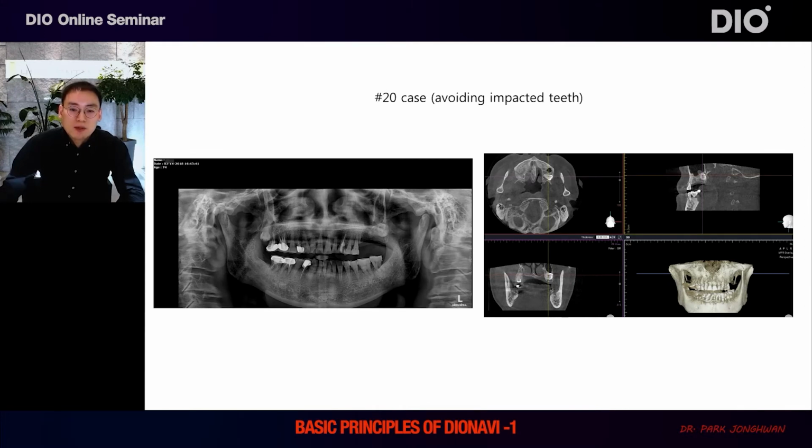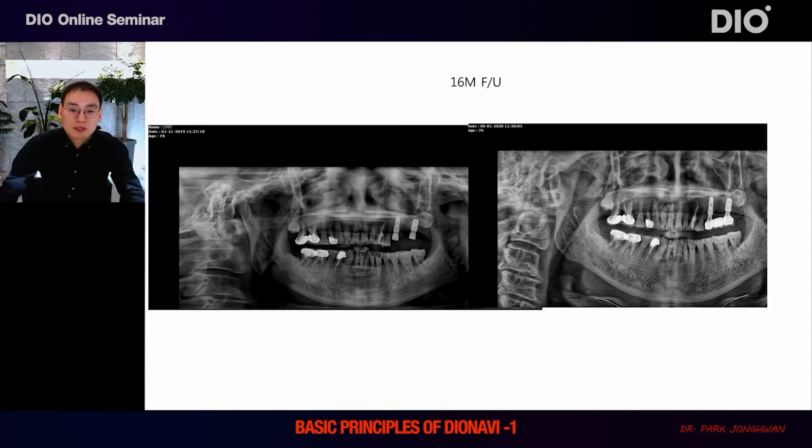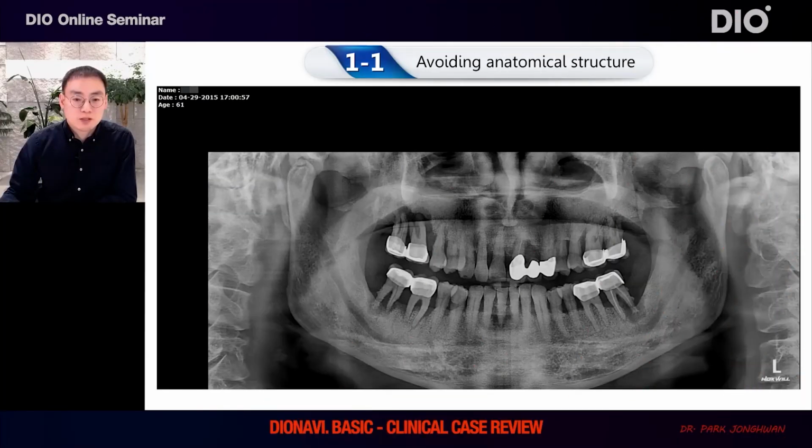It's another case. The number 28 tooth is hidden. I could actually take out the hidden tooth. I've extracted a lot of wisdom teeth. Actually, I'm not confident about this. I think it'll be a little hard to take it out because I'll need to remove a lot of bone. So I avoided the spot to place it. I placed it with DIO and did follow-ups for 1 year and 4 months. It was maintained well. It's a case that avoided structures.